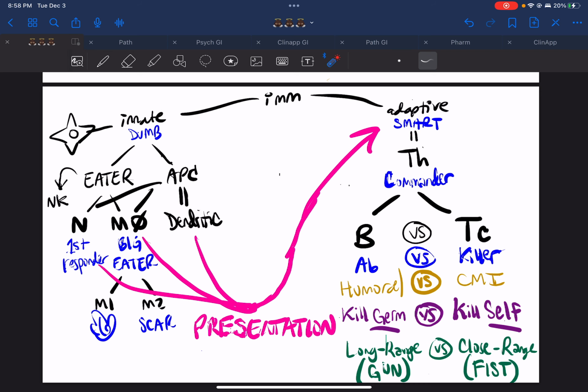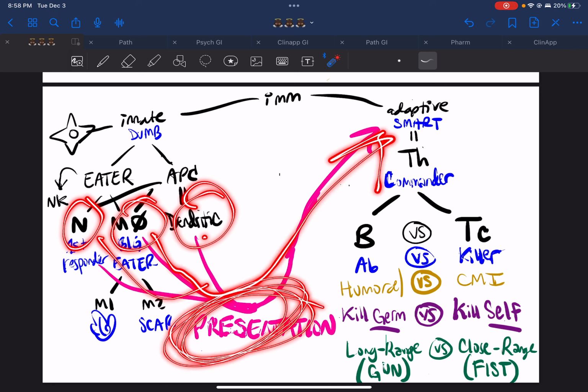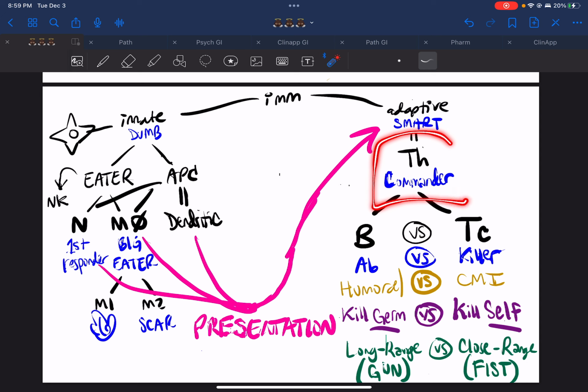But the whole way this works is that these little minions and little peasants present, very important word, to the commander. They literally kneel before the throne of helper T cell. They kneel before his throne and say, look what we have brought you. We've brought you an antigen. And then he says, give me that. And he sniffs it. Oh, yeah, I can tell what kind of problem this is. I can tell what kind of antigen this is. I can tell what kind of germ this is. So now I'm going to decide which path we're going to go down. I'm going to decide which warrior to send out, the B cells or the killer T cells. So that's how it goes with the cells in immuno.